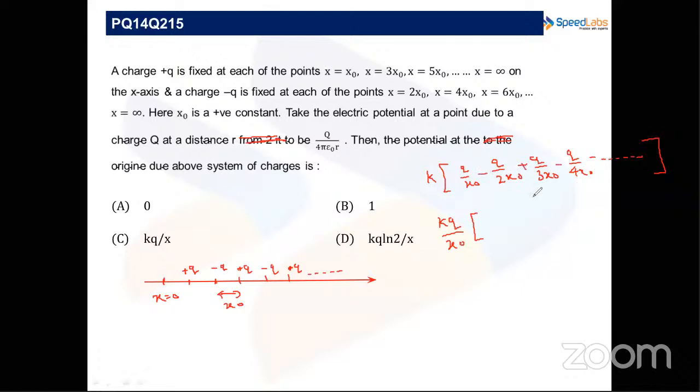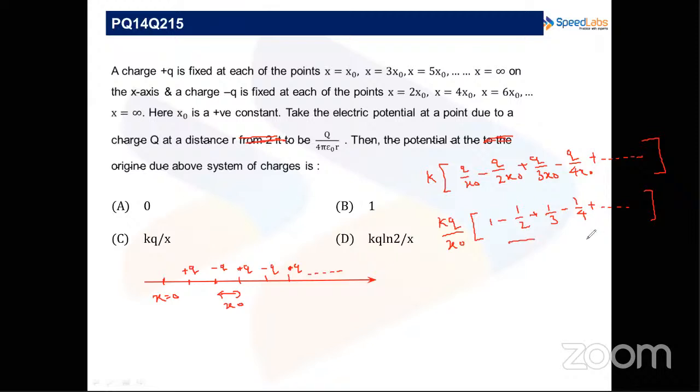Okay. Has anyone commented something? The answer is correct. One second, who gave the answer? Yes, it's correct. Harsha, it's correct. So kq by x naught I have taken common. So you take 1 minus 1 by 2 plus 1 by 3 minus 1 by 4 plus and so on. Still infinity.